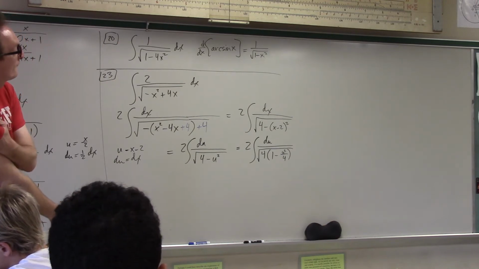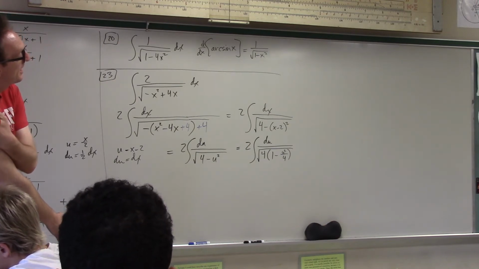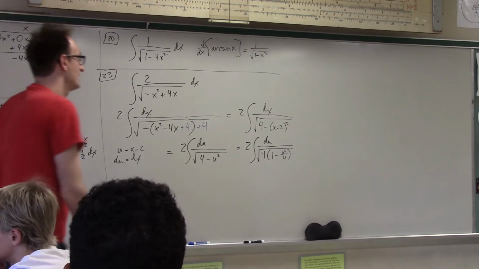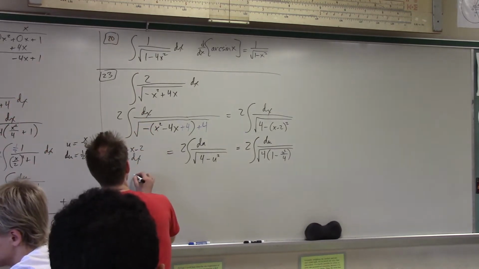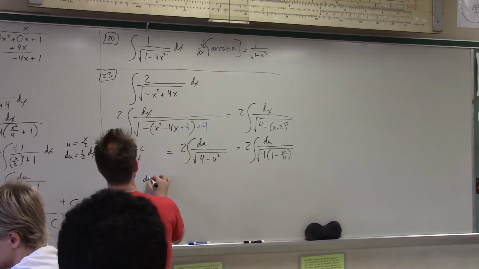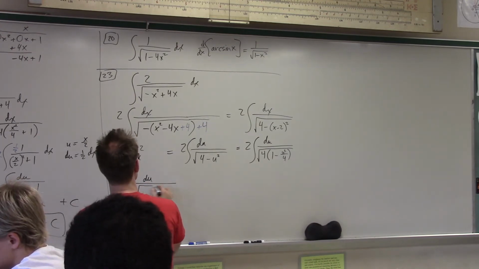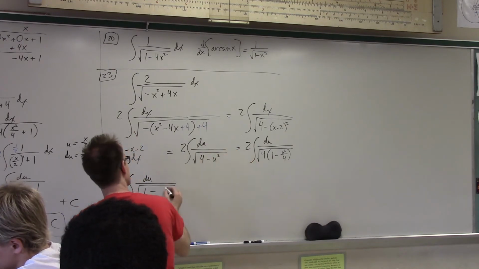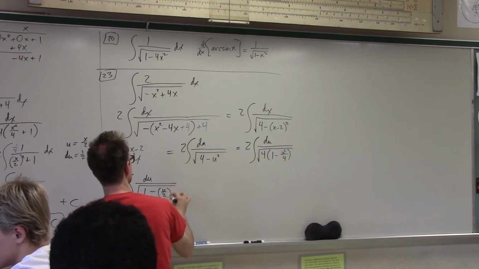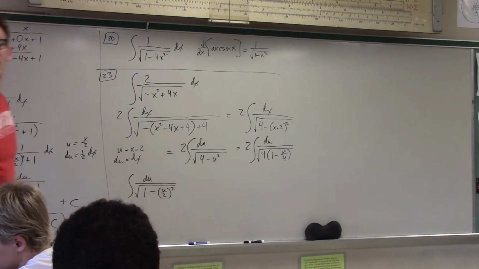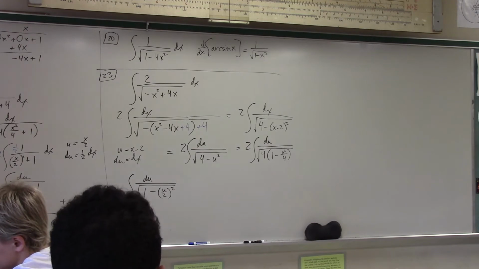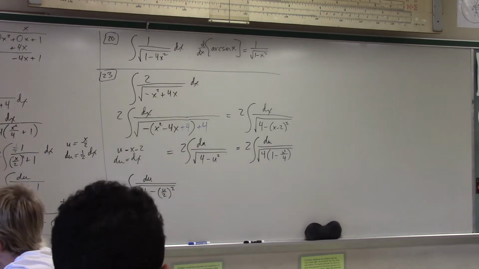Alright, then you can pull that 4 out of jail, and then that just cancels with the 2 on the outside, yeah? Okay, and then you can also rewrite it as du over root 1 minus, and what's important is that we do that kind of parentheses thing again, right? Alright, now it's really arcsine looking.